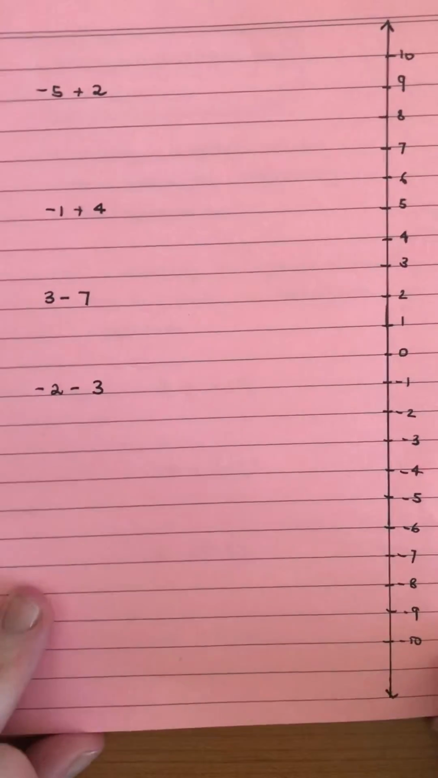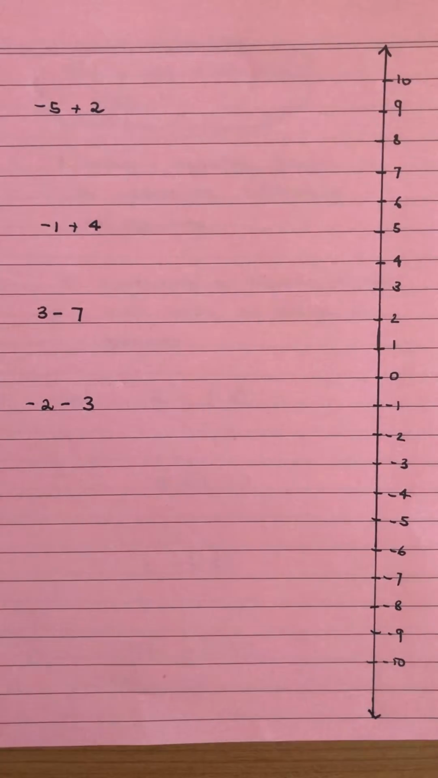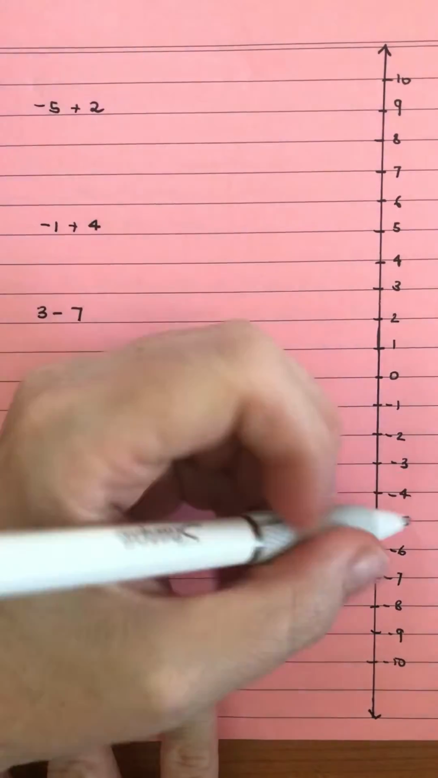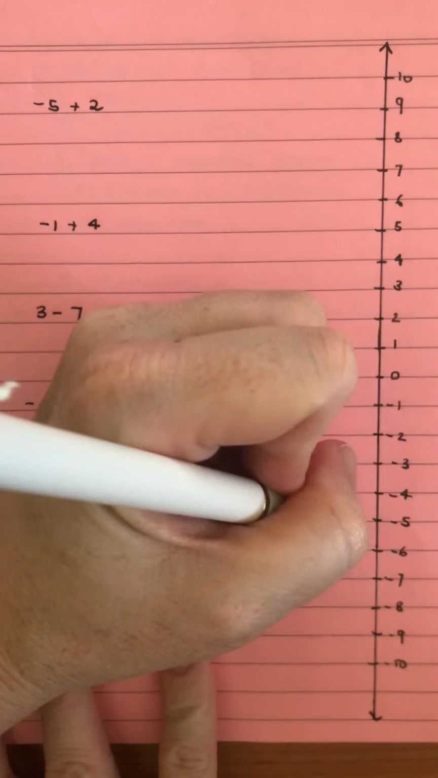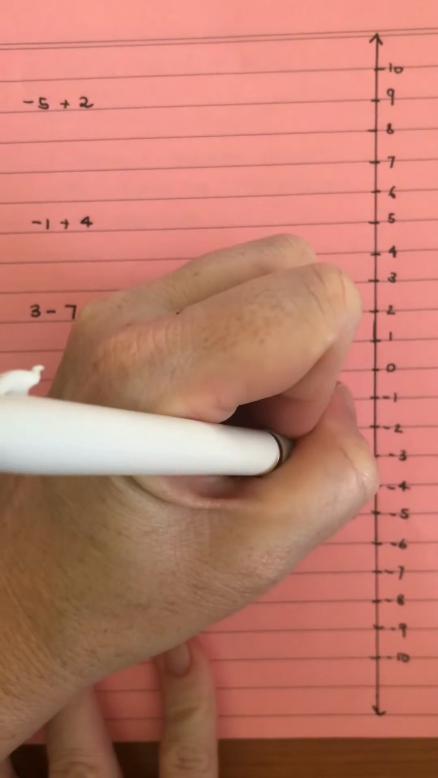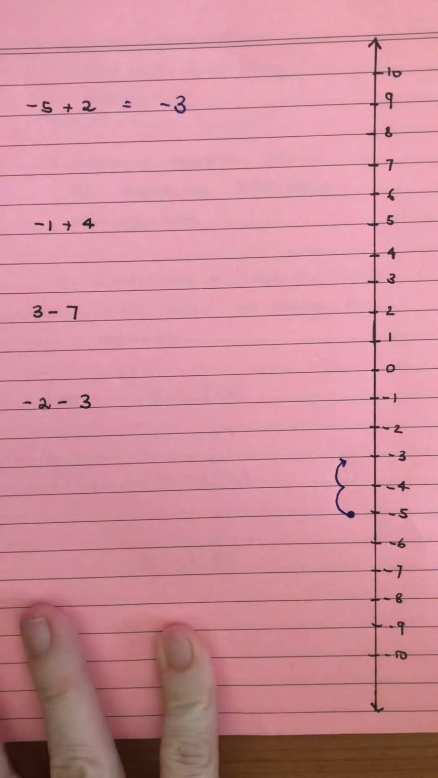So when I do these ones, I like to set up a vertical number line just because it makes it a little bit easier to picture what's happening. So if I've got -5, I can pop that over here on my number line. And if I'm adding 2 to it, that means I'm going up 2 on my number line. So I get to -3.